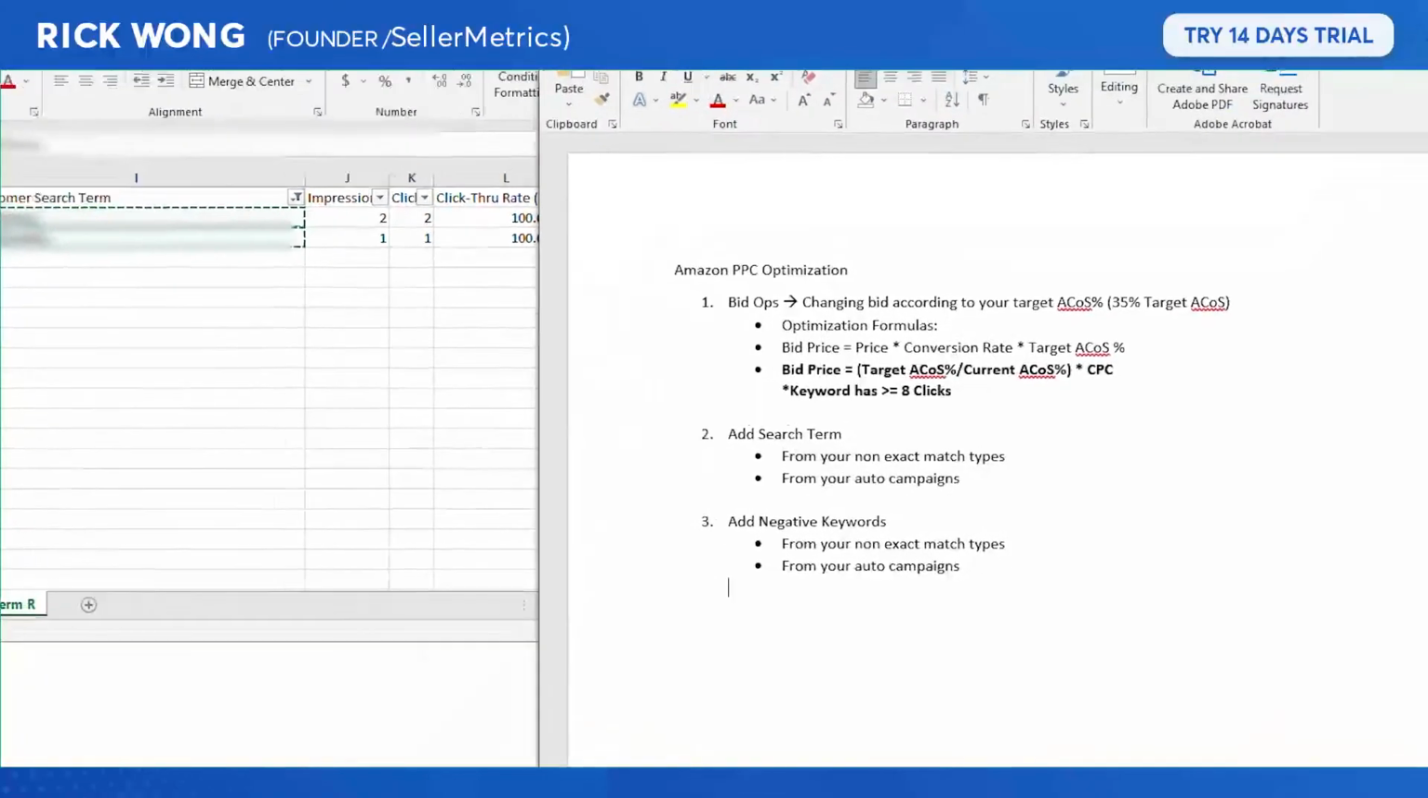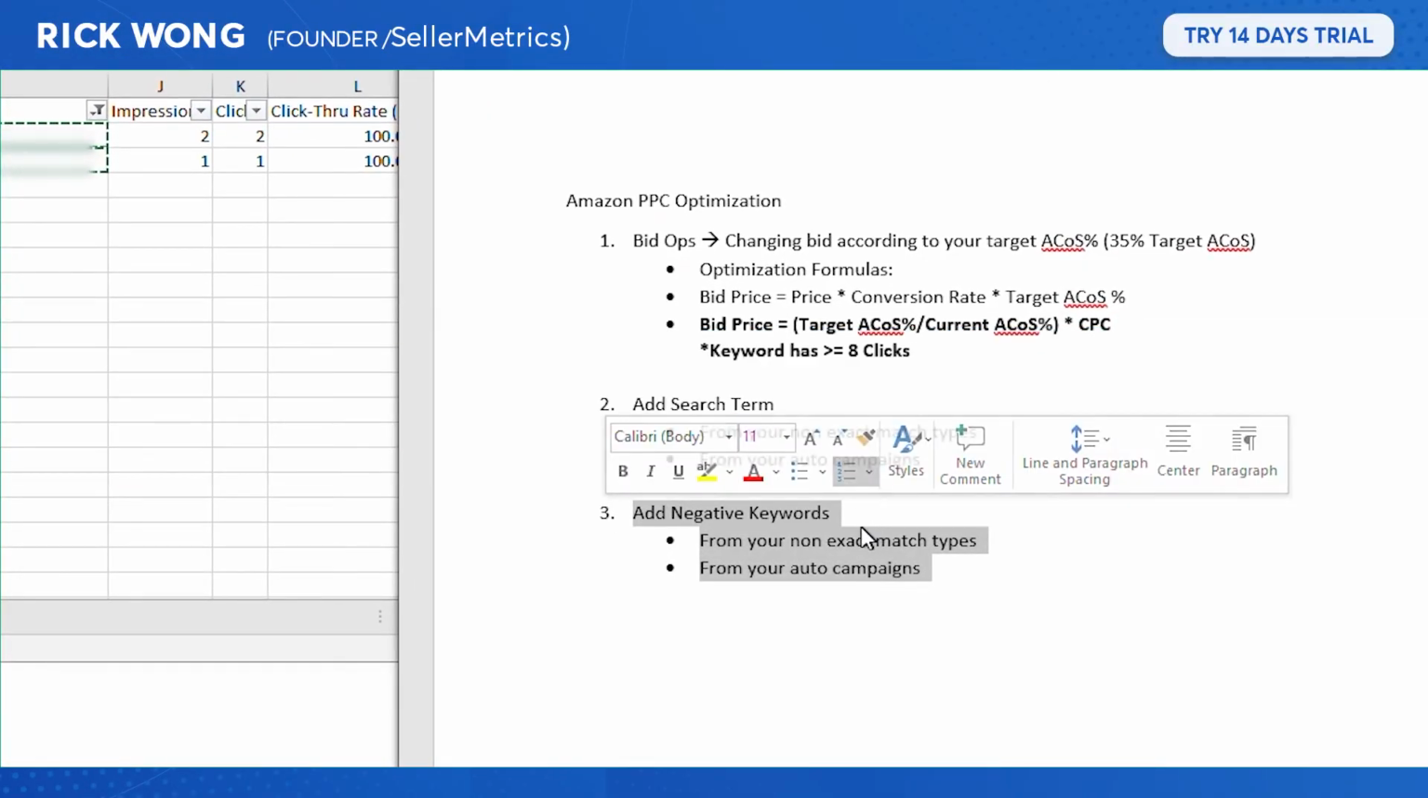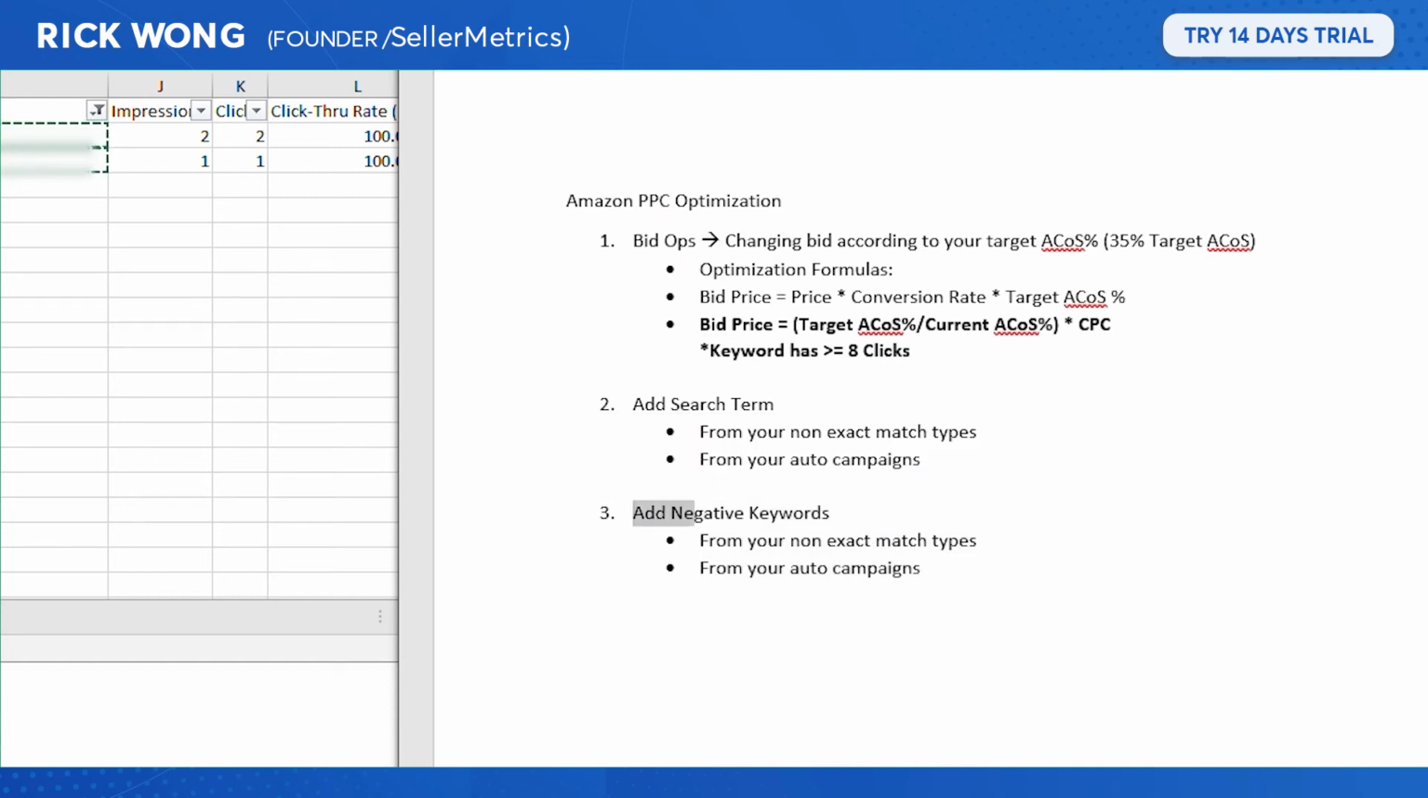Now, the next thing is to add negative keywords. So again, when you want to add negative keywords, you want to make sure that you add keywords that are 100% not relevant to your product, right?